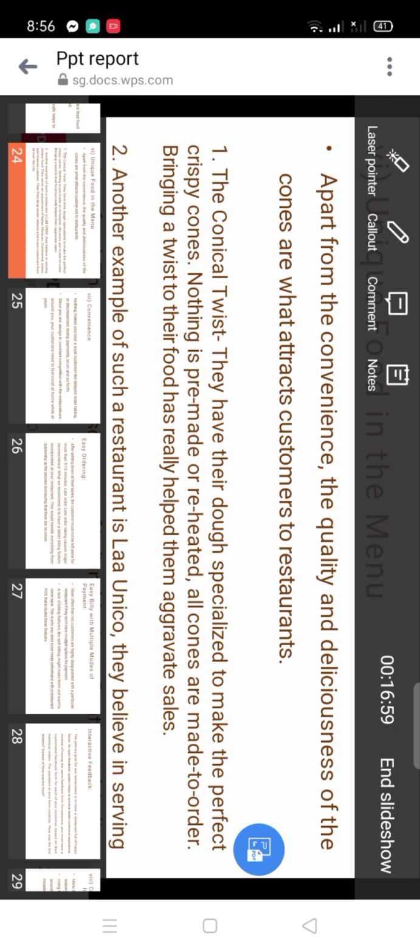Another example of such a restaurant is La Unico. They believe in serving unique food. They serve an assortment of Italian, Mexican, continental, Indian, and Oriental cuisines. Their signature dish attracts a lot of customers from all over the city.